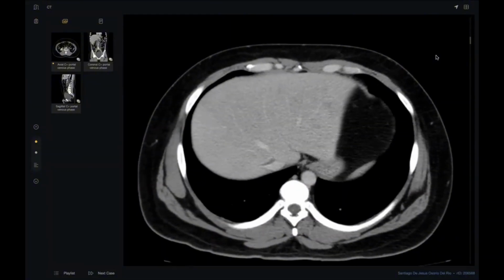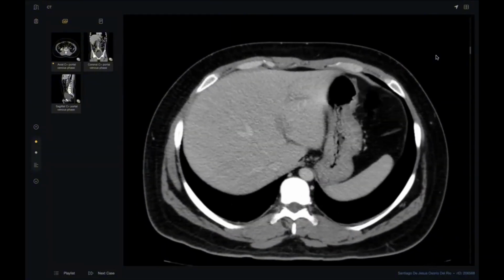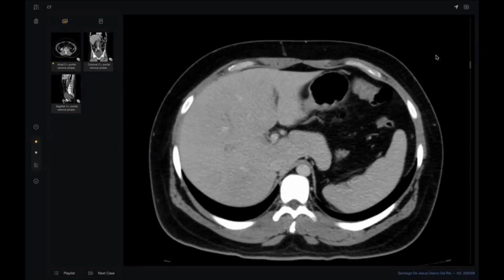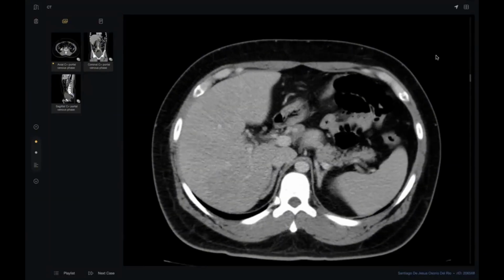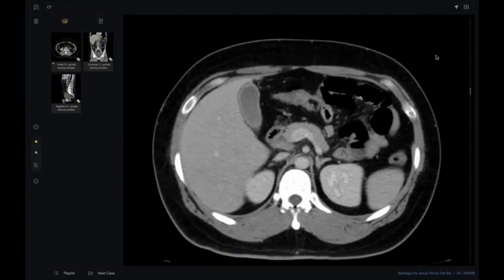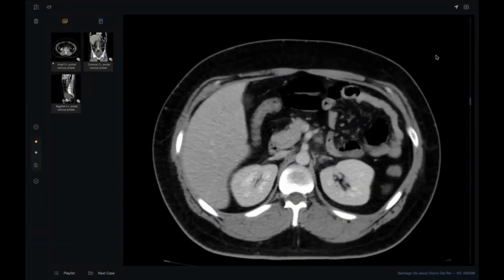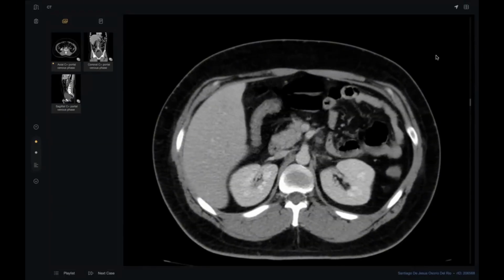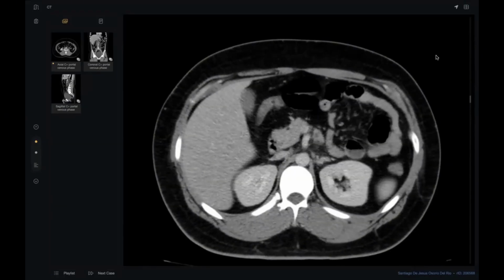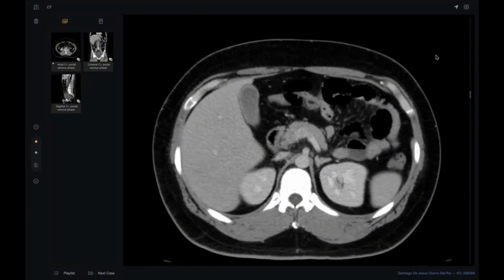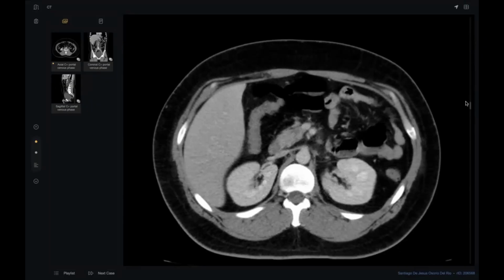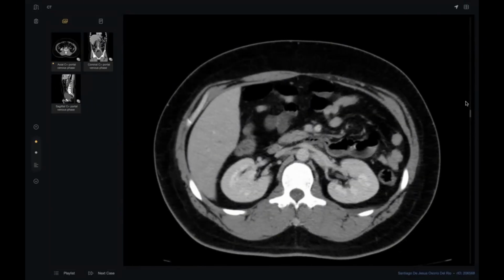First, I will scroll down the images. This is a post-contrast CT abdomen in the portal venous phase. Now I'm going to scroll down and look for any obvious pathology, then I will start commenting. The liver appears normal. There is mild strandings noted in the region of the pancreas, and some heterogeneous enhancement is also noted at the level of the body of the pancreas.